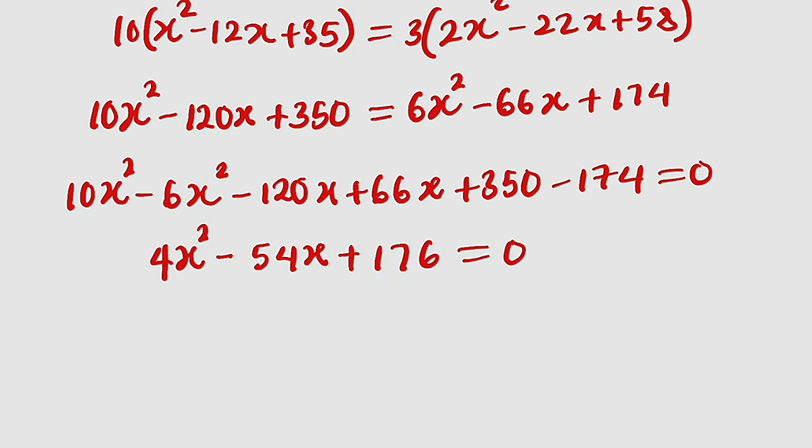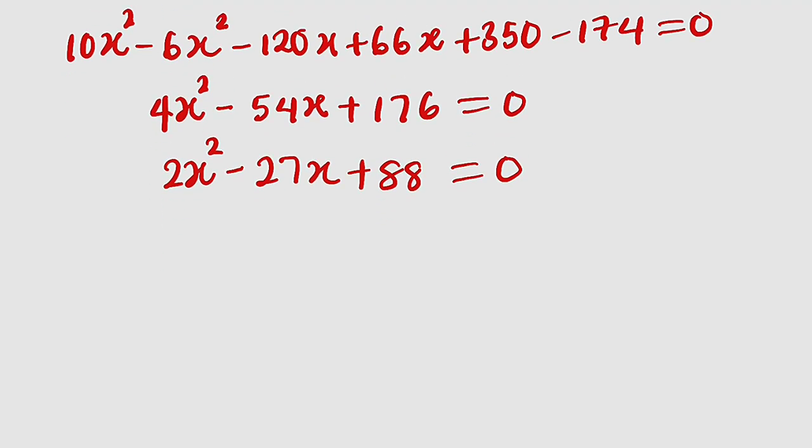All right, let me see. I think we have a common factor of 2. So let's reduce all of them. The whole of this divided by 2. 4 divided by 2 is 2, so we have 2x squared here. Minus 54 divided by 2, that would be 27x, plus 176 divided by 2 is 88. This is equal to 0.